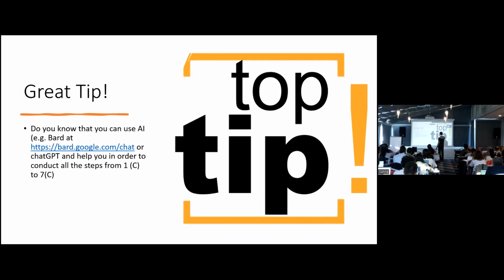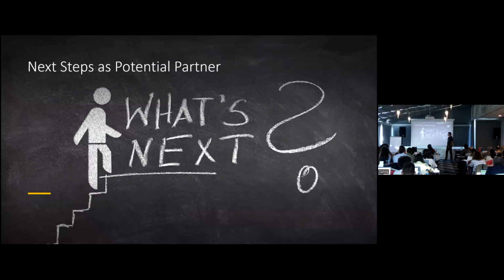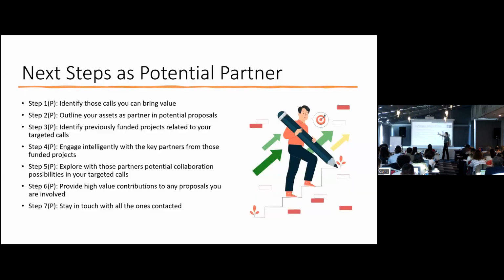Okay, so that's the path for coordinators. Now let's see the path for potential partners, which is the majority of you. Actually, most of you are here as potential partners. So let's see that also. If you are a coordinator, that doesn't mean that you should not be a part of another call. So these are applicable for the coordinators also. So these are the steps that we need to outline.